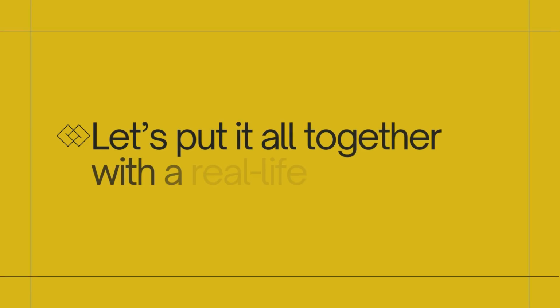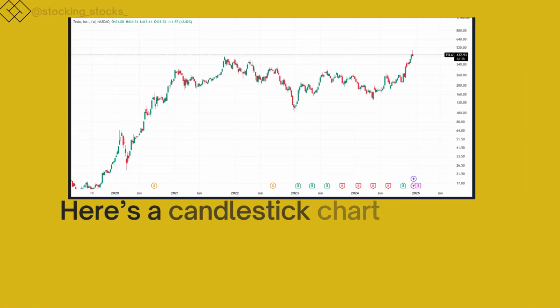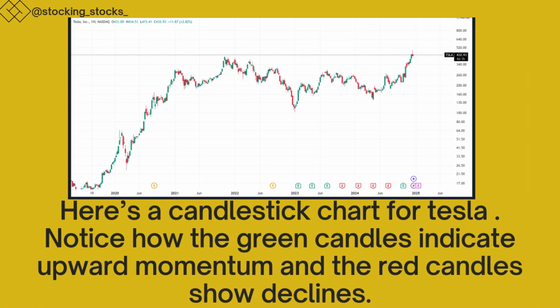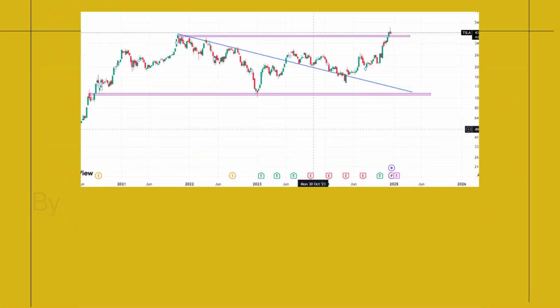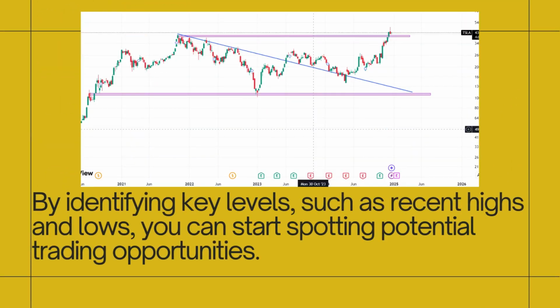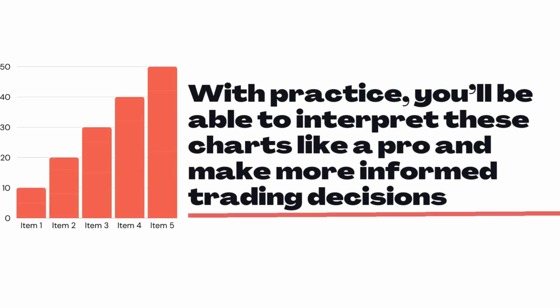Let's put it all together with a real-life example. Here's a candlestick chart for Tesla. Notice how the green candles indicate upward momentum and the red candles show declines. By identifying key levels, such as recent highs and lows, you can start spotting potential trading opportunities. With practice, you'll be able to interpret these charts like a pro and make more informed trading decisions.